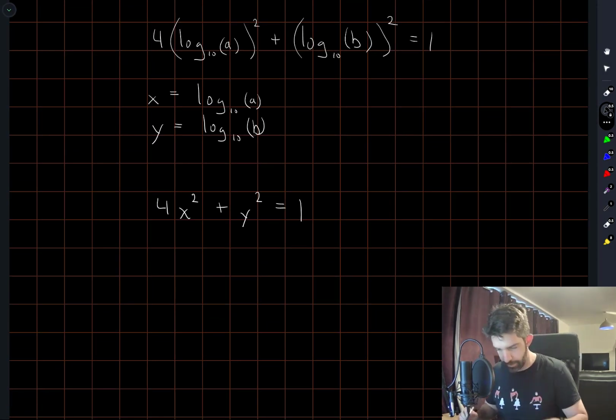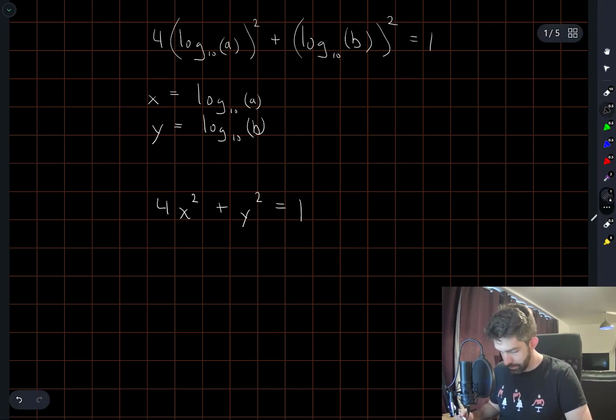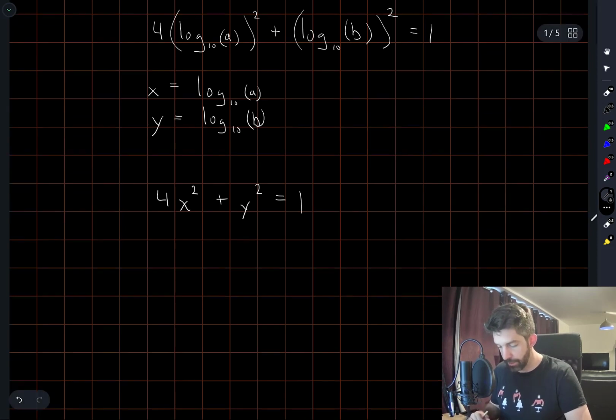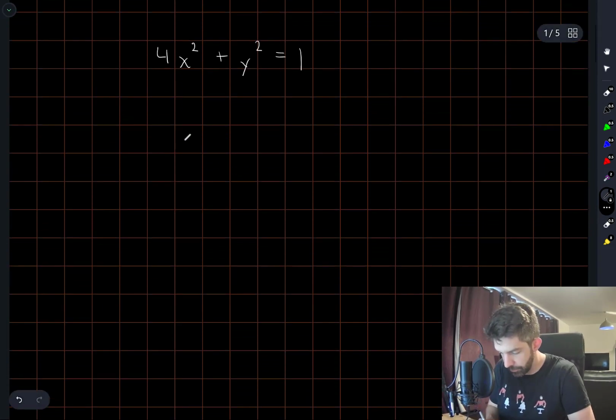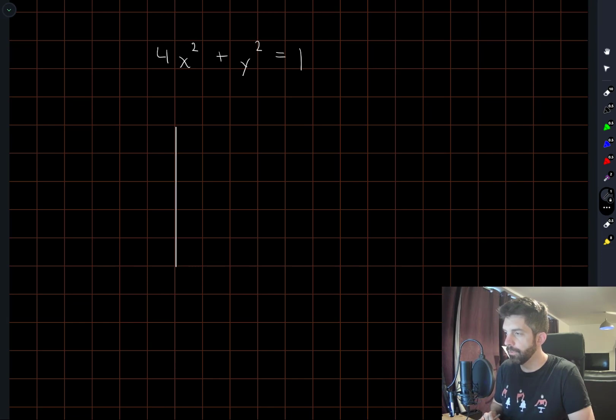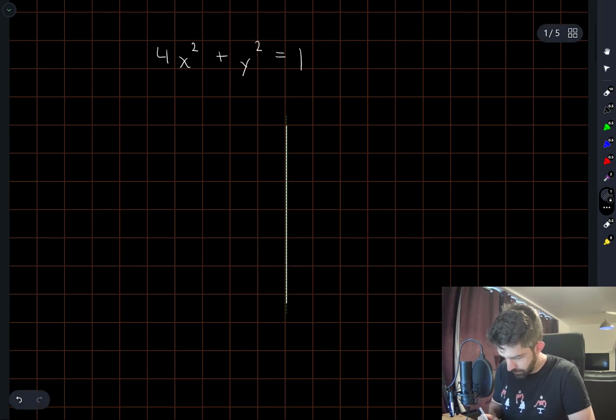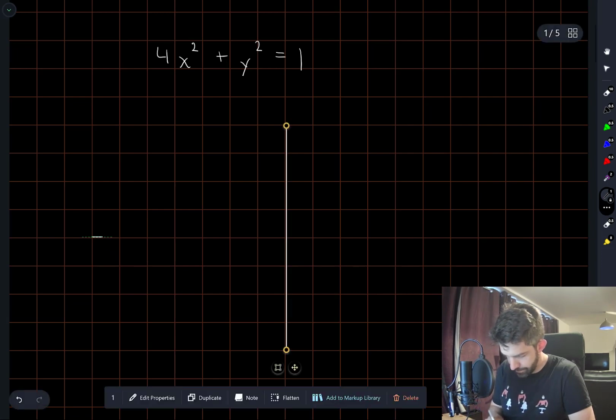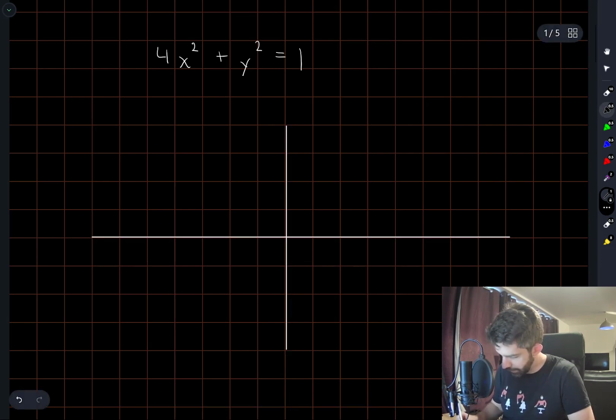If I substitute what I've defined to be x and y, then we get a simple expression in terms of x squared and y squared. We can think of this as an expression which defines an ellipse. We're told that a and b are positive. That doesn't necessarily mean anything about x and y being positive or negative. So I will draw an entire plane here, in terms of x and y.